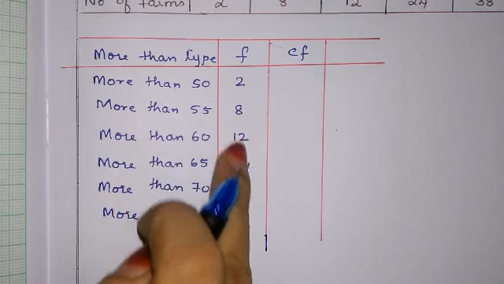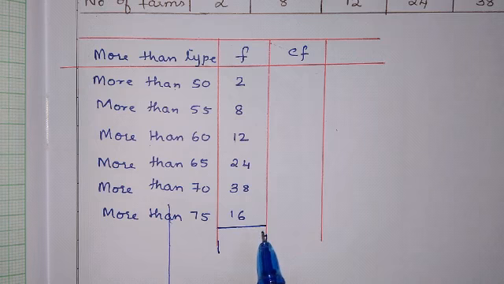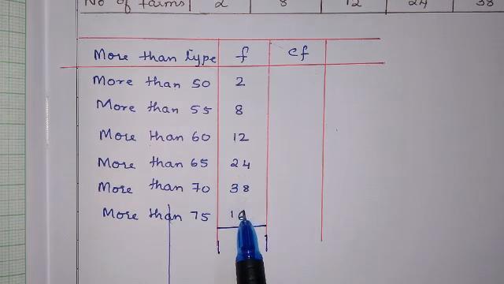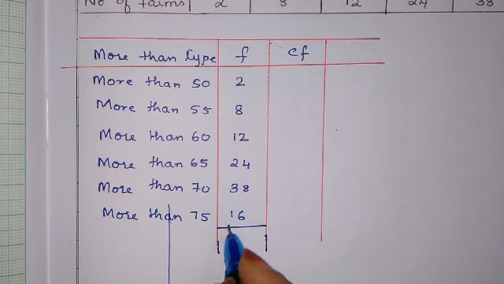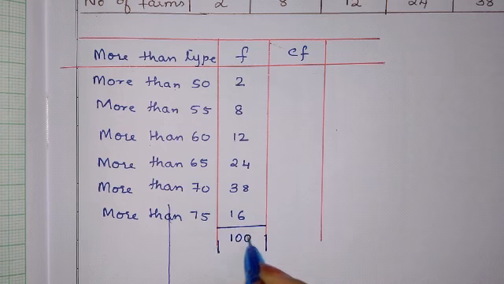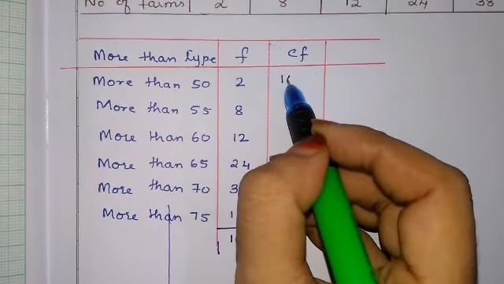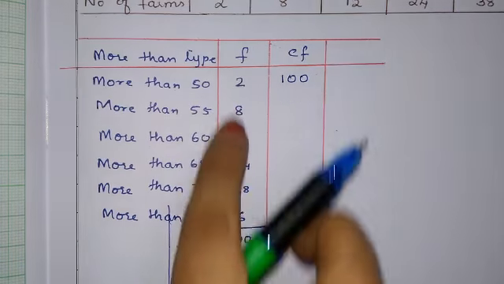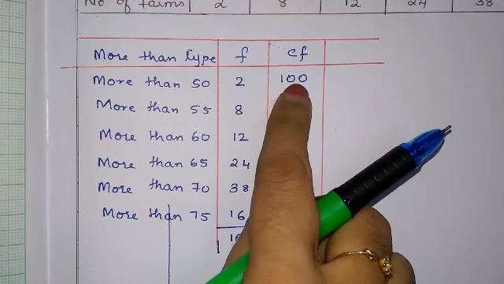We have to add the total frequency. This is one method, easiest. In the more than type, what we have to do? We have to add the total frequency. It is nothing but we get 100. So these 100 we have to write directly up. Whatever addition of frequency we get, we have to write up.